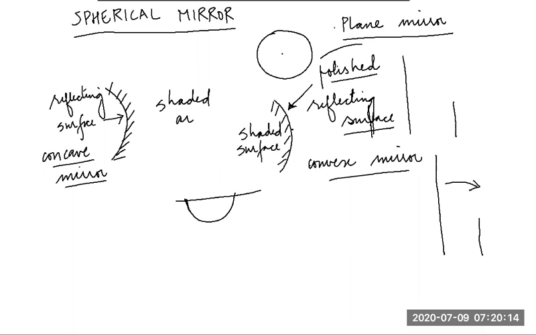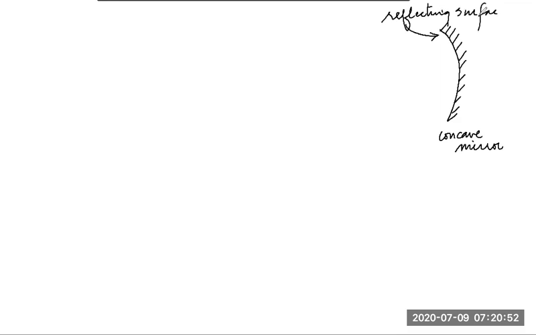And now guys, let's say this is our concave mirror. Now, obviously, the bulging side is the shaded area, and inside this is a reflecting surface. This is concave in shape. This is the reflecting surface.